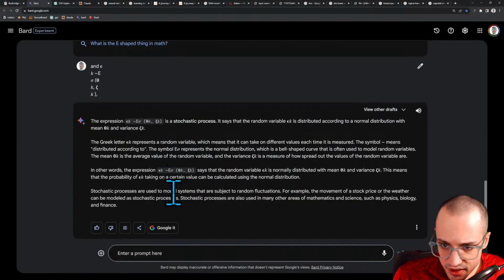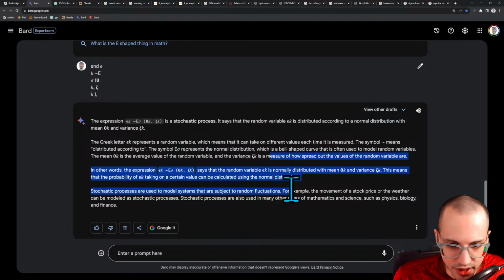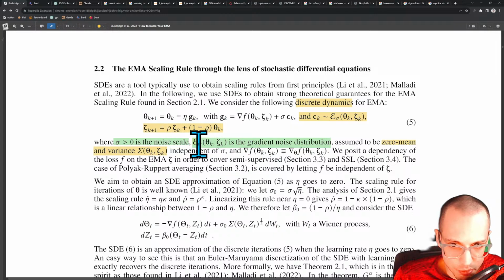Let's see what Bard says here. Random variable is distributed. The symbol E. Yeah, okay. It's not even coming up. So basically, I'm just going to call this big E.